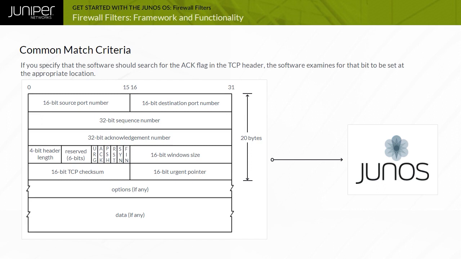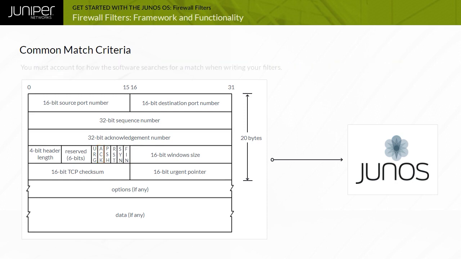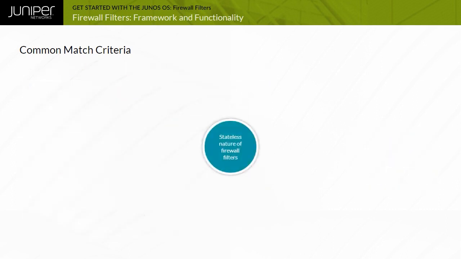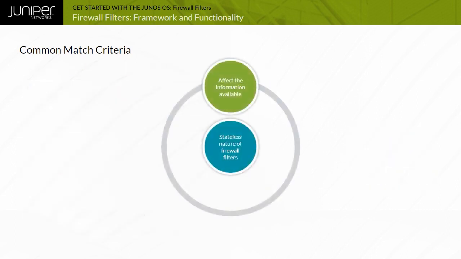For example, if you specify that the software should search for the ACK flag in the TCP header, the software examines for that bit to be set at the appropriate location, but it does not verify that the packet is actually a TCP packet. Therefore, you must account for how the software examines for a match when writing filters. Here, you would have the system check that the packet was a TCP packet and whether the TCP ACK flag was set.